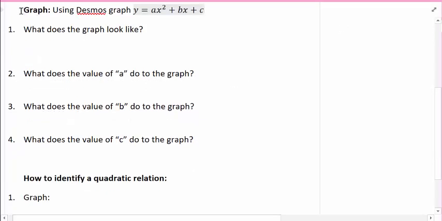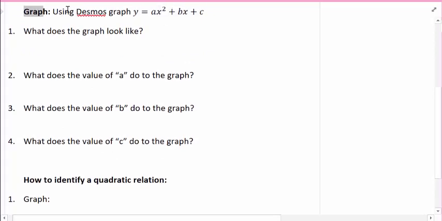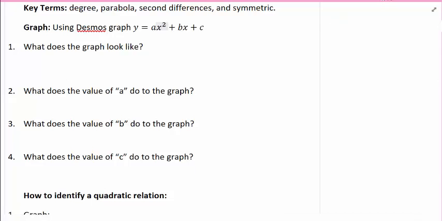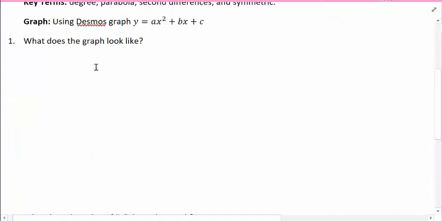So here, what I'm going to do is show you what the graph looks like. And here is a quadratic relation: y equals ax squared plus bx plus c. I'm going to graph this, and we're going to talk about what it looks like, what the a does, what the b does, and what the c does. All right, so I'm going to go to Desmos and graph this, and let's take a look at what it looks like.